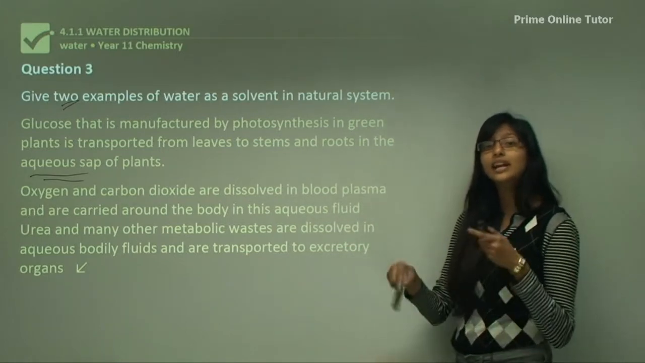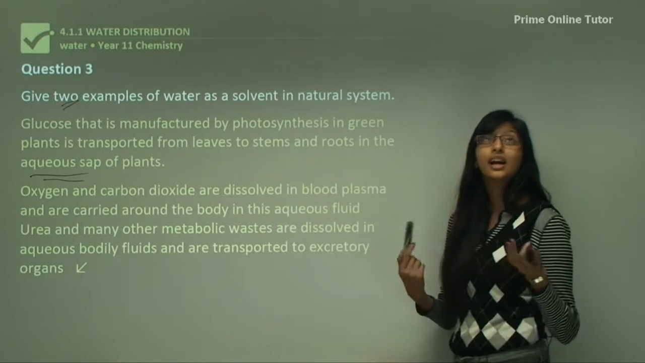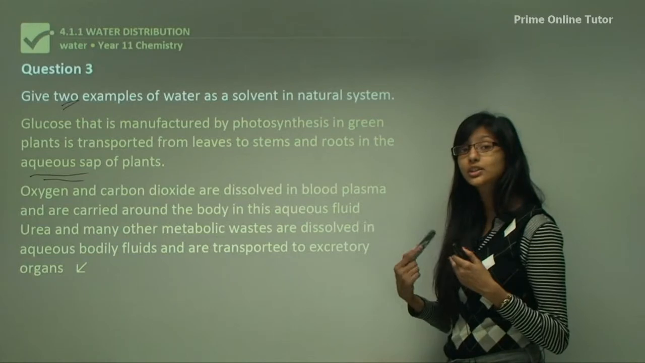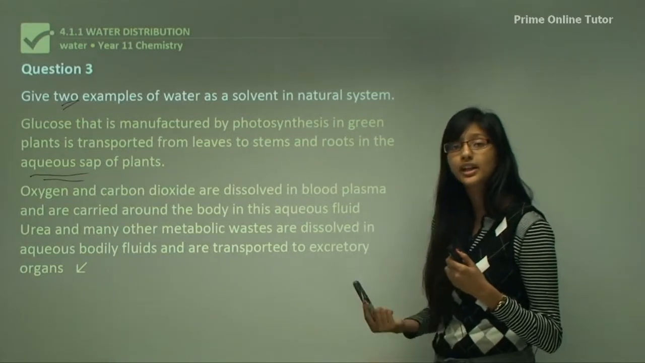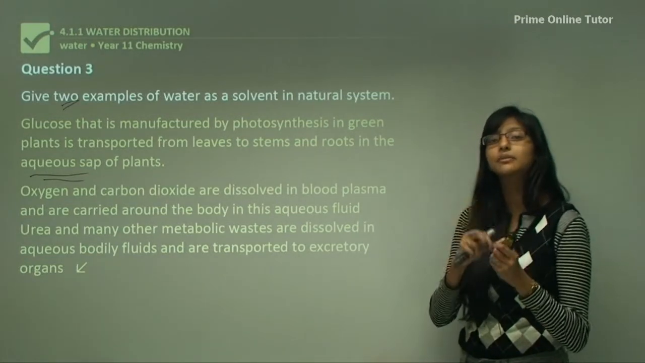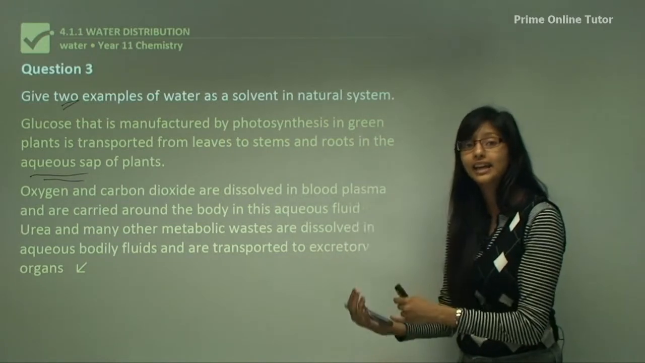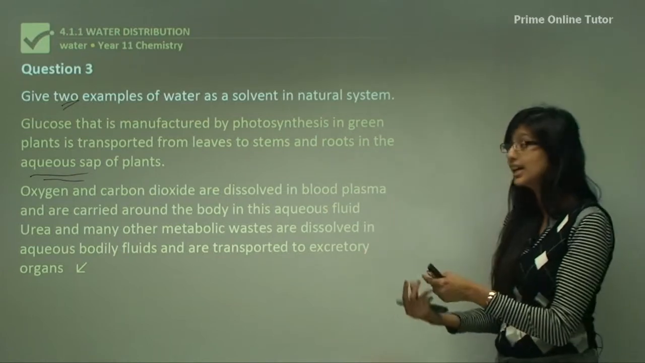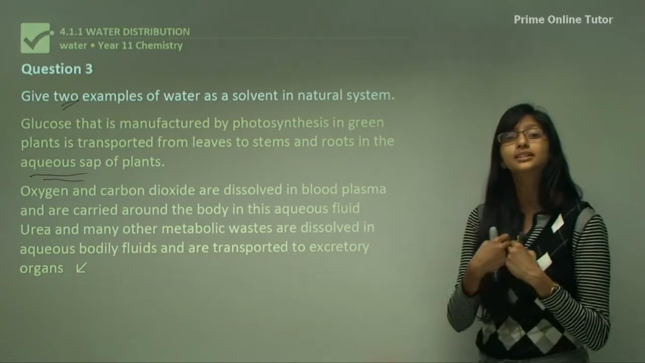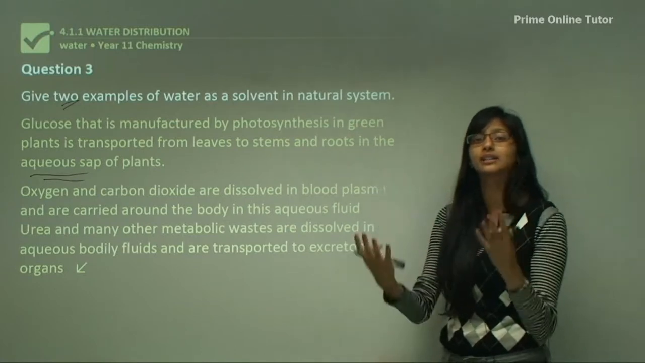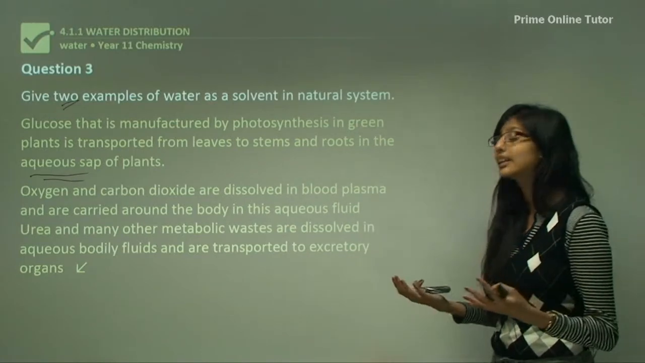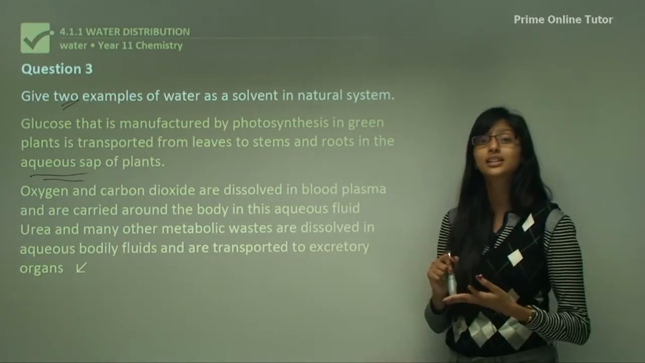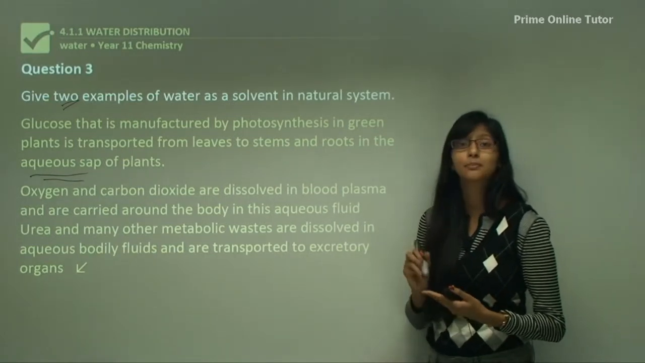When the cells carry out their metabolic reactions, such as respiration, our waste product is carbon dioxide, and we want to get rid of carbon dioxide from our body. So what happens is the cell gives the carbon dioxide to the blood, and then blood plasma, which contains 90% water, takes that carbon dioxide and brings it back to our lungs, where we breathe out the carbon dioxide. So as you can see, water acts as a solvent in our body because it is the main content in our blood plasma.